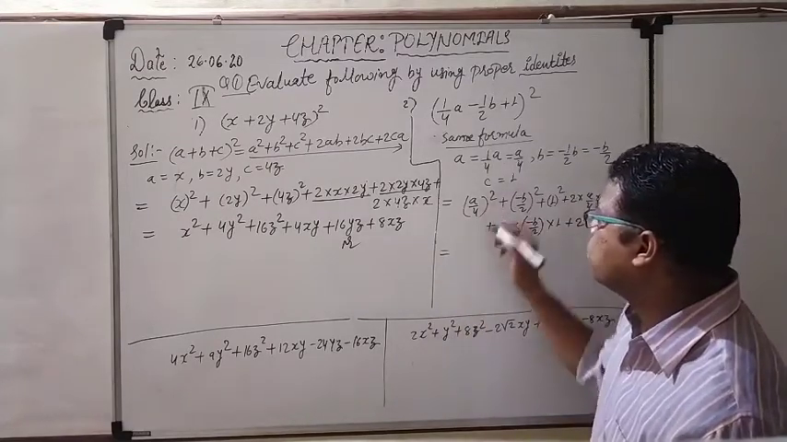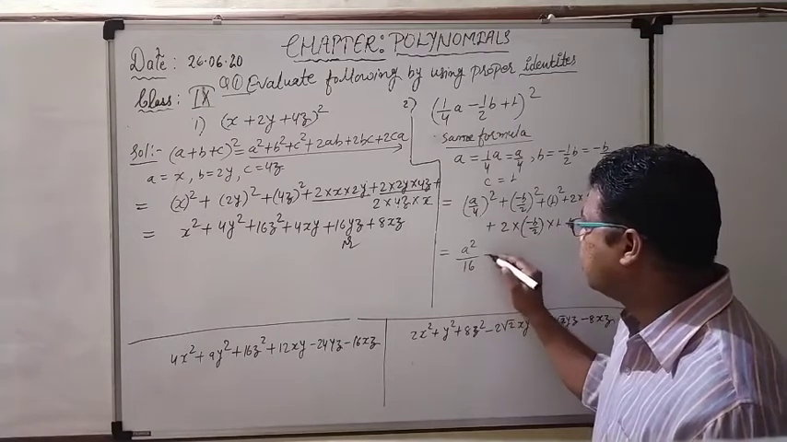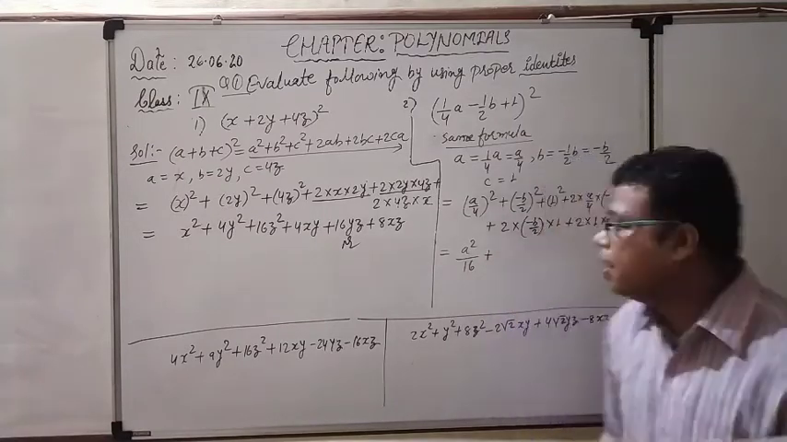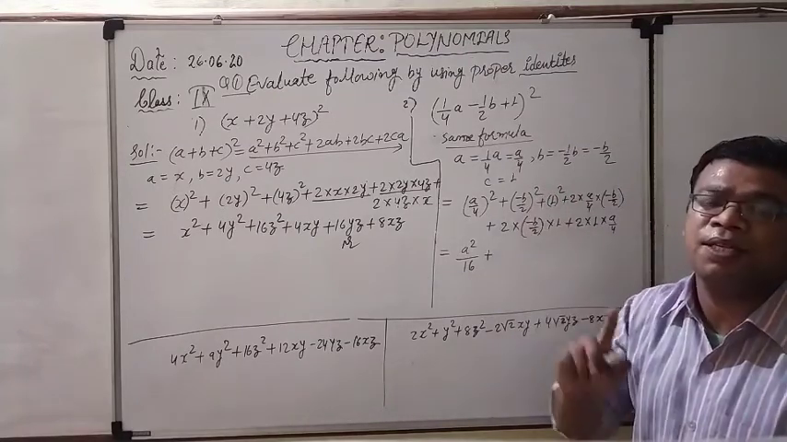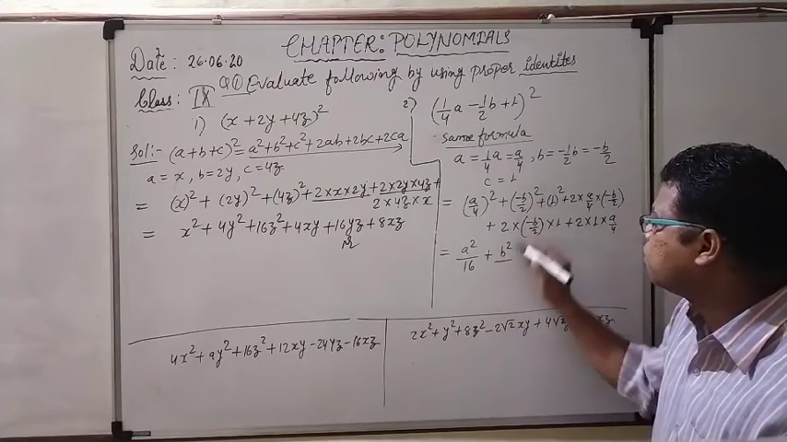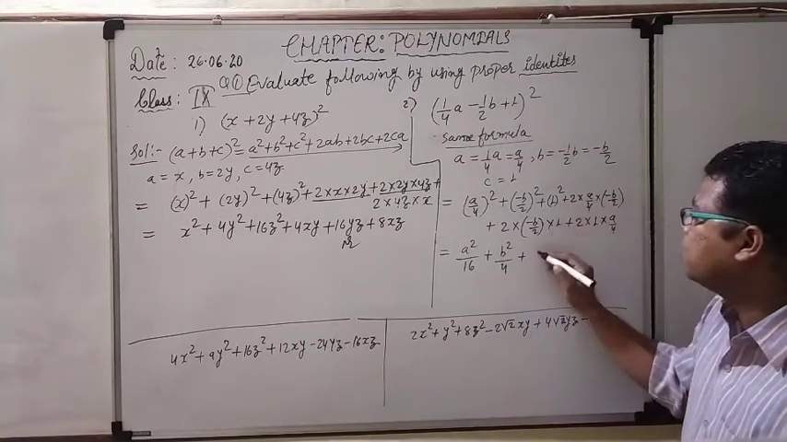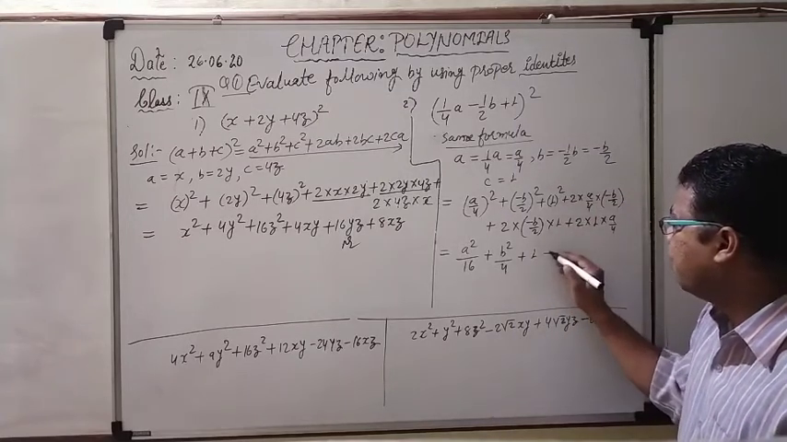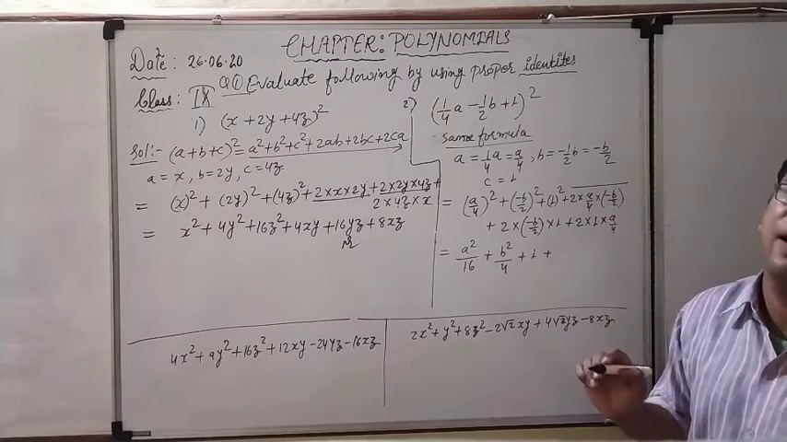(a upon 4) whole square will give you a square, and 4 square will give you 16 in the denominator. Okay. Right now see, minus b square. So the square of minus is always plus. So it will give you b square in the numerator upon 2 square, meaning 4 in the denominator. Right now see, c square means 1 square means 1 directly, plus this particular part, this is the only term that we have to solve carefully.